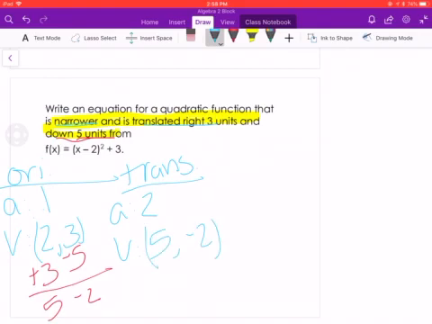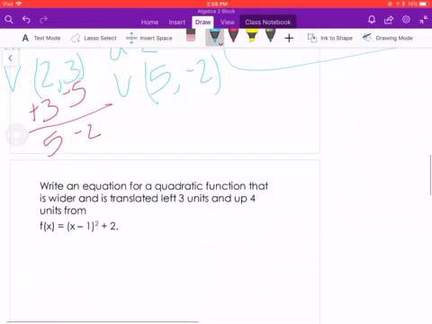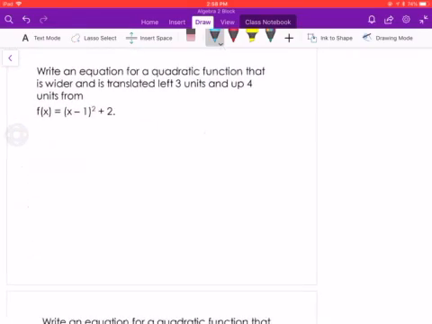And how you would write that equation would just be y equals 2, then your parentheses, x minus 5 squared minus 2. Another equation. So we have it's wider and is translated left 3 and up 4. So for our original, our a value is still 1, and our vertex is 1, 2.